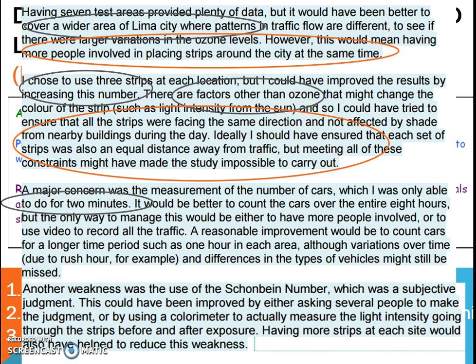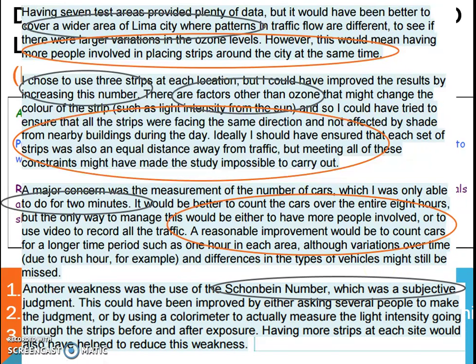Another major concern was they only counted cars for 2 minutes, which was a super short time. It would have been better to count cars over 8 hours, which would have been more accurate, but it's super unrealistic, and they would have again had to get more people involved in order to do this. And so a reasonable improvement might have been to count cars for a longer period of time, maybe more like only 1 hour instead of 8 hours. And it would have been better to maybe do rush hour and be careful about consistencies there.